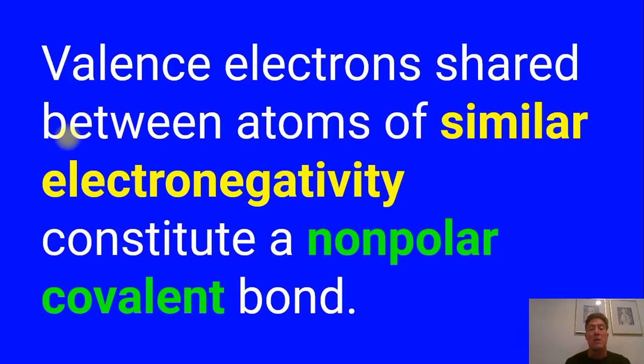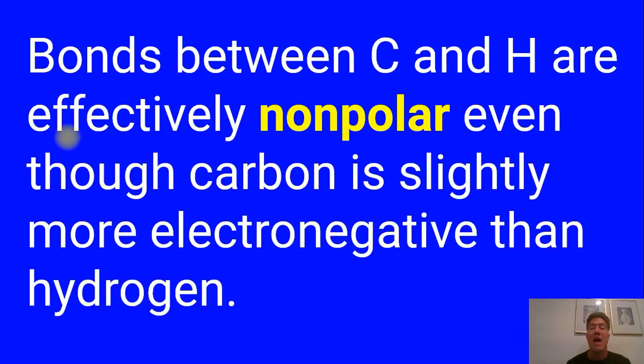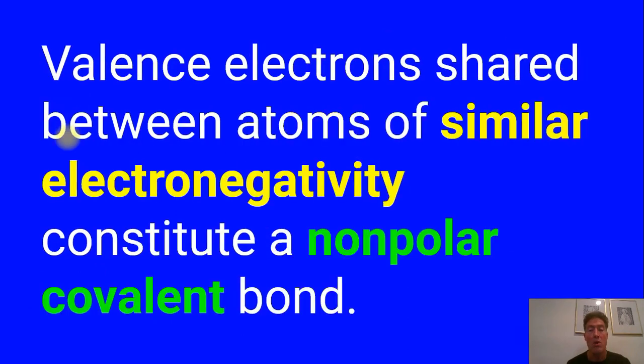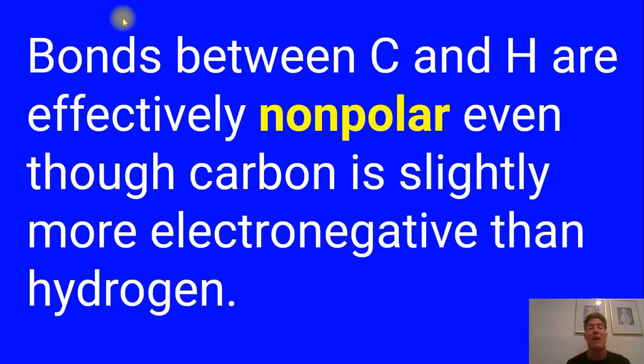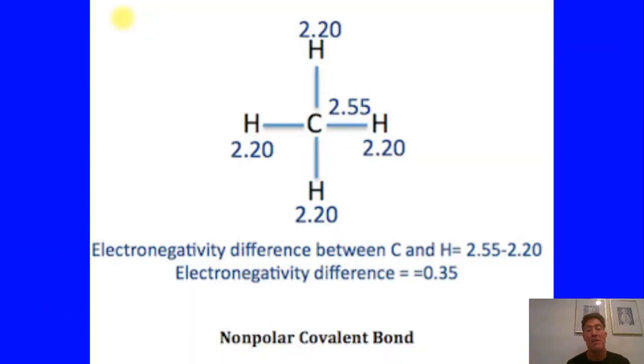Valence electrons shared between atoms of similar electronegativity constitute a nonpolar covalent bond. So for example, if you have a bond between carbon and hydrogen, it's effectively nonpolar, even though from the chart you can see that carbon is 2.5 and hydrogen is 2.1. But the difference between those two is only 0.4, and it's simply not enough to cause polarity. So carbon is slightly more electronegative, but not enough to make a big difference.